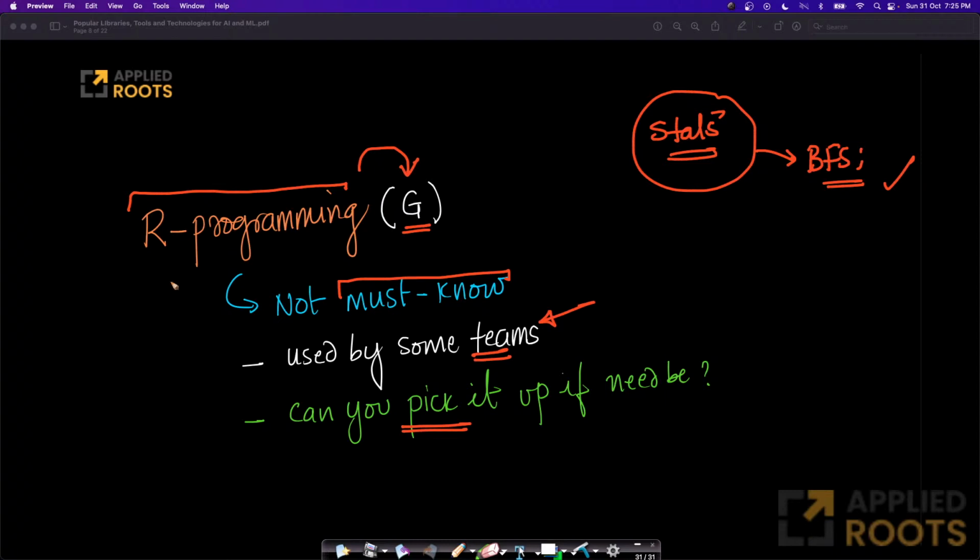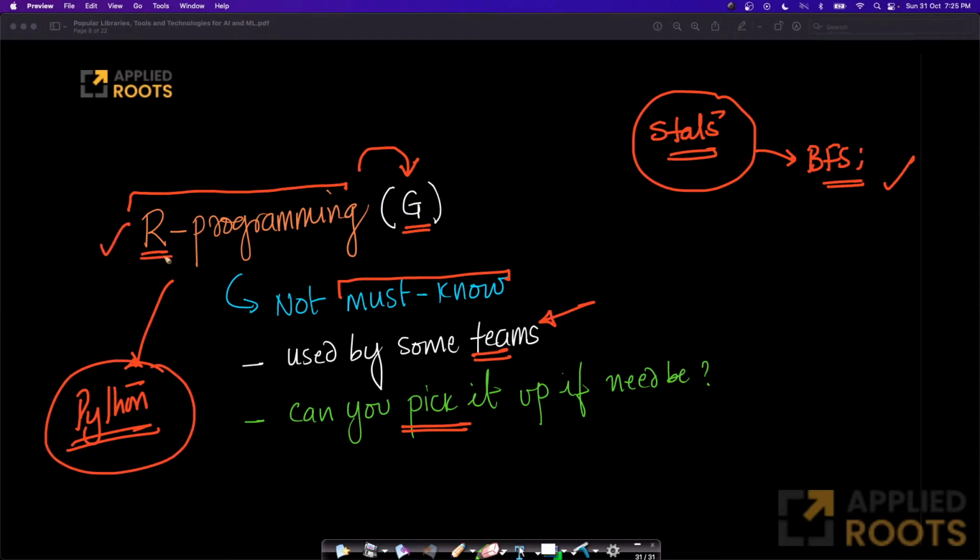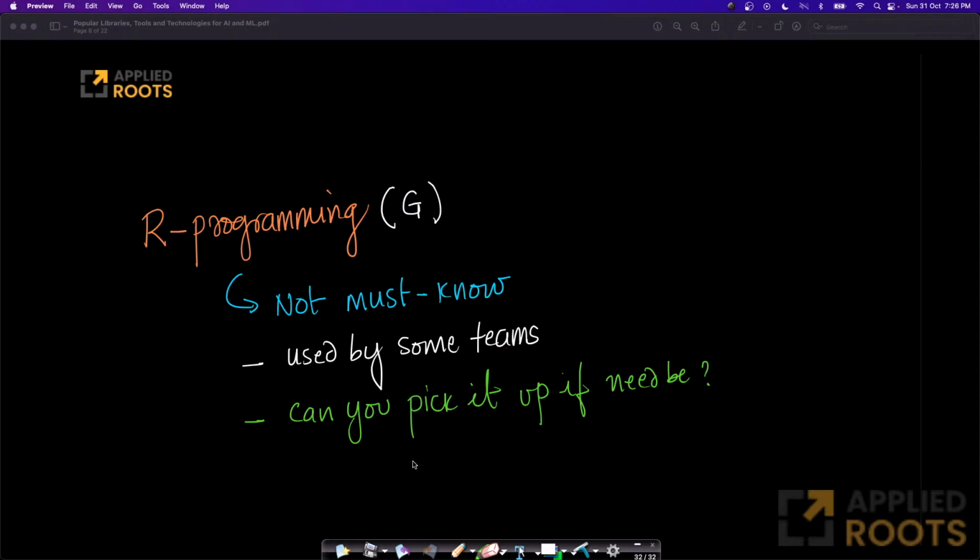If you already know Python programming and all the basic fundamentals, picking up another programming language like R, again, you don't have to be an expert in it. You should just have the basic knowledge to read others' code, modify others' code, probably write short snippets of code. Again, you can pick it up in a week's time if you already know Python. So it's a good to know, not a must know.